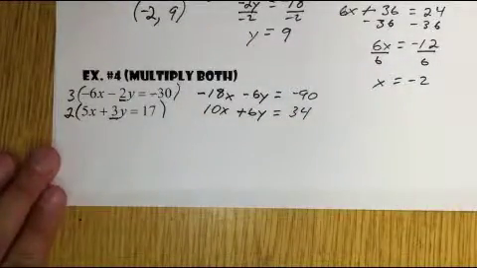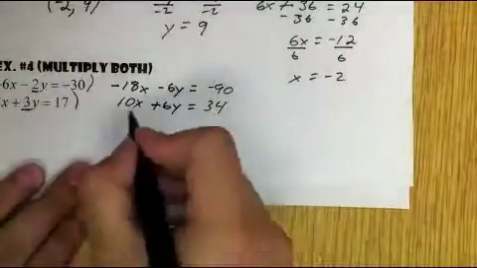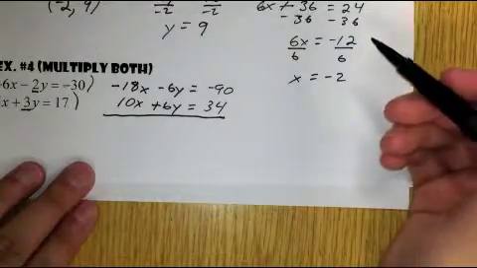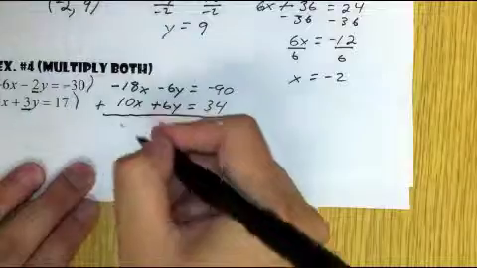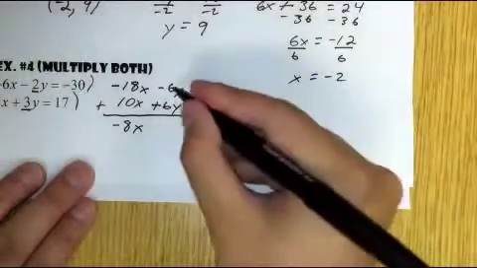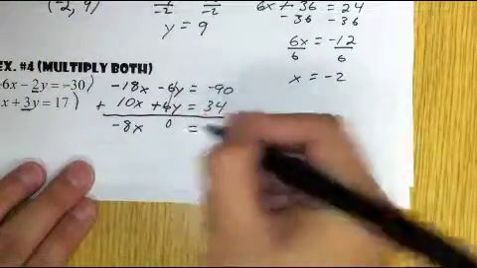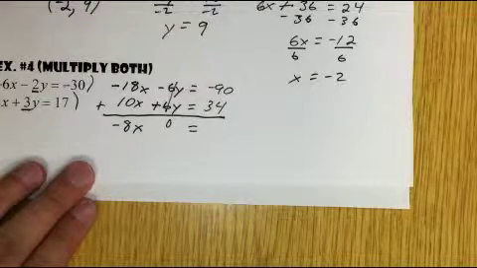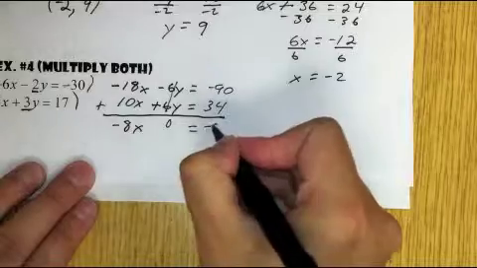Good deal. Now, do you see something? Hey, are we about to eliminate? You got it. Our y's are now going to eliminate. Is that okay? Sure. Okay, let's add straight down. Negative 18 plus 10 is going to give us negative 8x. What's negative 6 plus 6? Well, that gives me 0. Gets eliminated. How about negative 90 plus 34 is a negative 56.